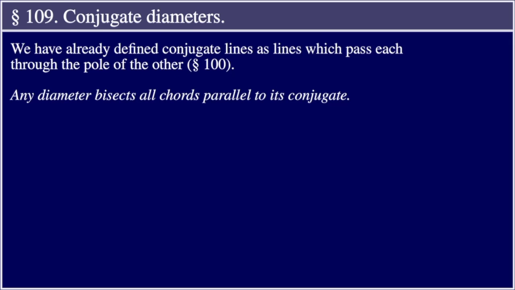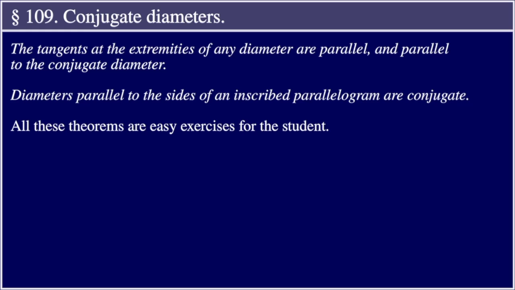Section 109, Conjugate Diameters. We have already defined conjugate lines as lines which pass each through the pole of the other. Section 100. Any diameter bisects all chords parallel to its conjugate. The tangents at the extremities of any diameter are parallel and parallel to the conjugate diameter. Diameters parallel to the sides of an inscribed parallelogram are conjugate. All these theorems are easy exercises for the student.